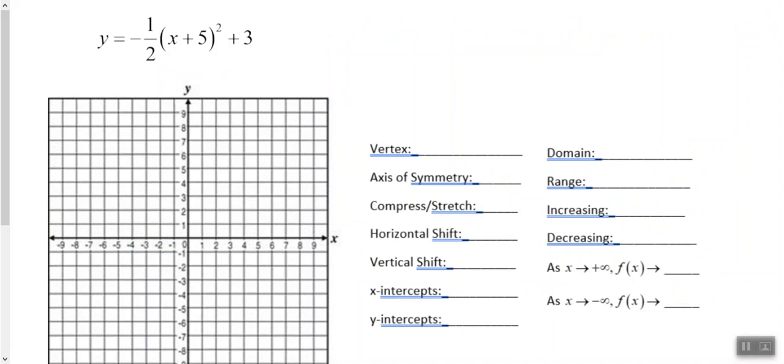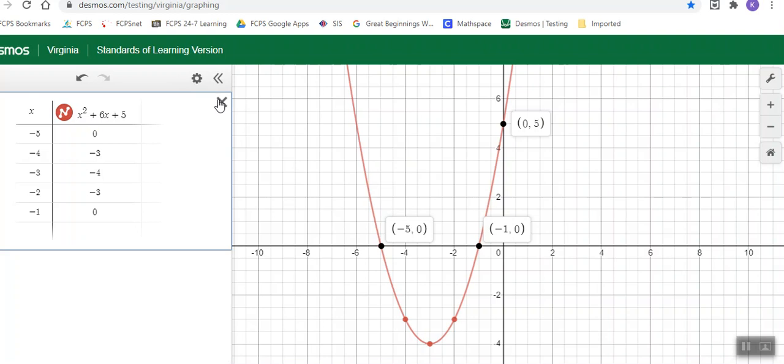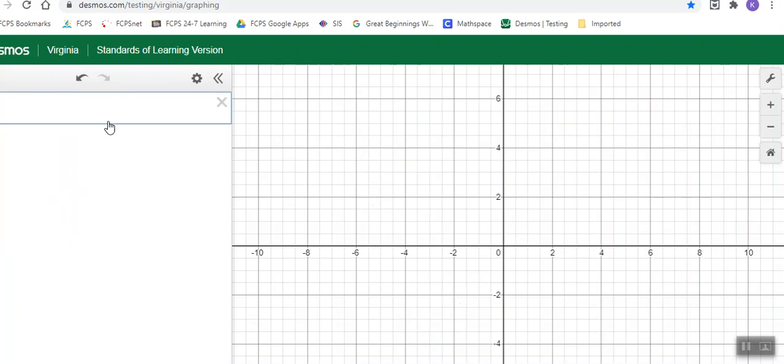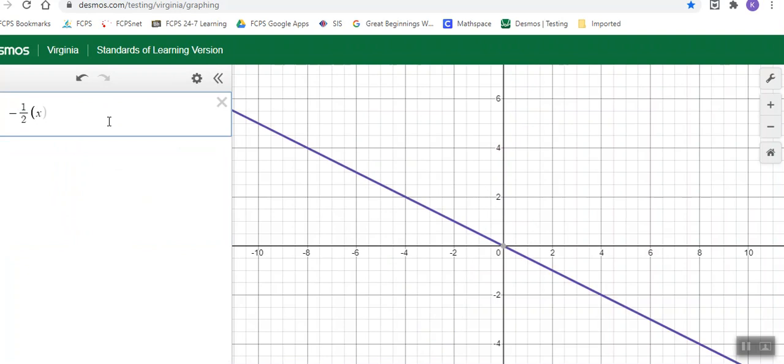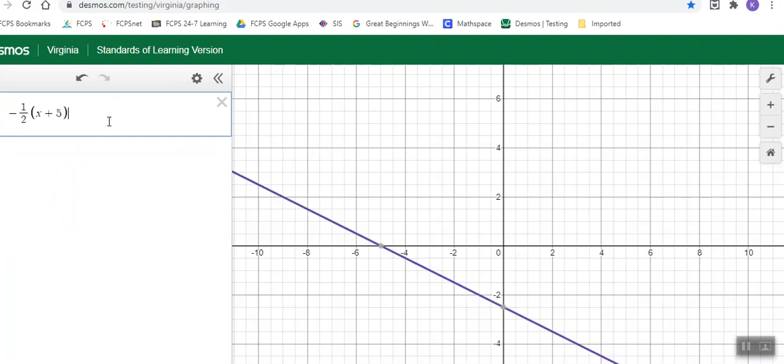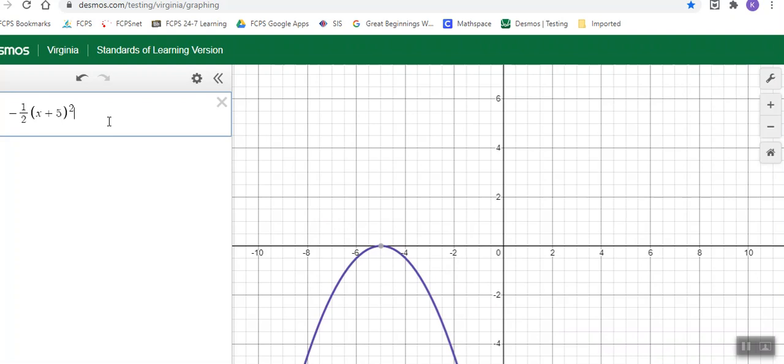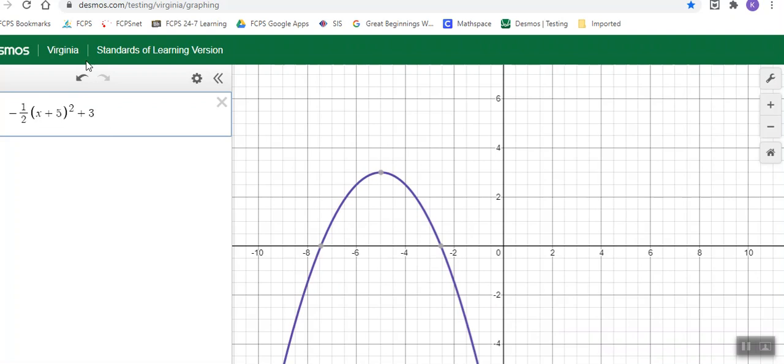So here's our next problem. Go ahead and copy that down. And then we are going to switch to Desmos just to practice graphing that again. So switching over to Desmos, I'm now going to type it in. So -1/2 (X + 5) squared, and then plus 3. And again, it does give you automatically some points to plot.